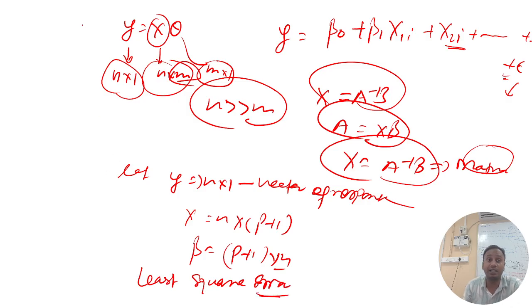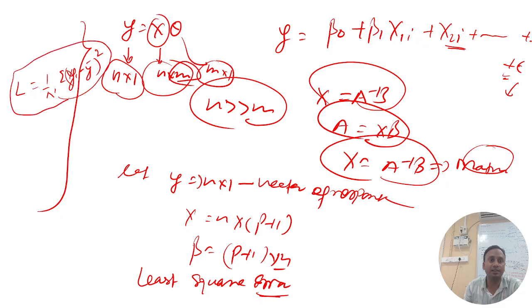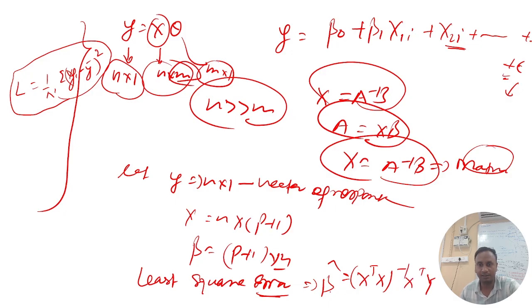In the linear case, the error L was 1 by n summation of (yi minus y predicted), which we have to minimize. In a similar way, to get beta directly, it will be (x transpose x) inverse x transpose y. This is the formula to get beta bar, which we call least squares.